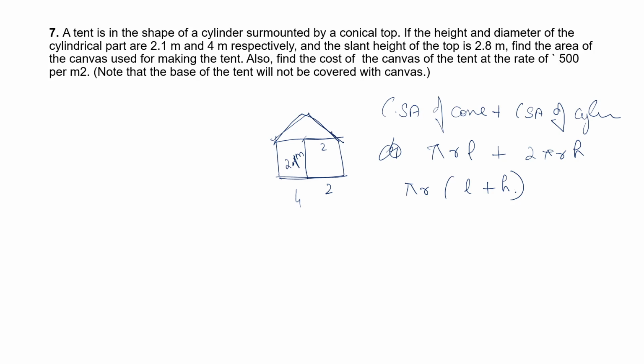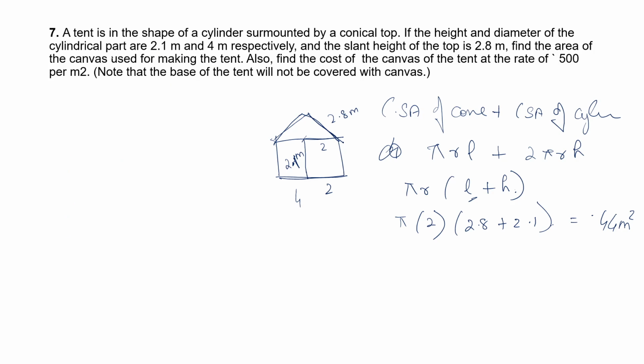Slant height itself is given directly, 2.8 meters, so no need to find L. You just directly substitute pi into 2 into 2.8 plus 2.8, and after substituting you will get the value 44 meter square. Please calculate by yourself. What is this 44 meter square? This much cloth is required for covering the tent.